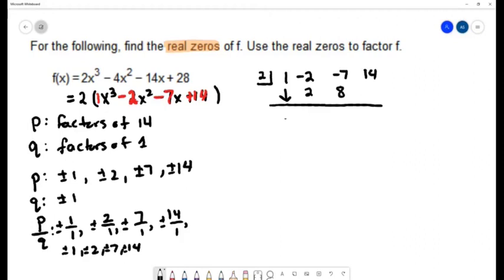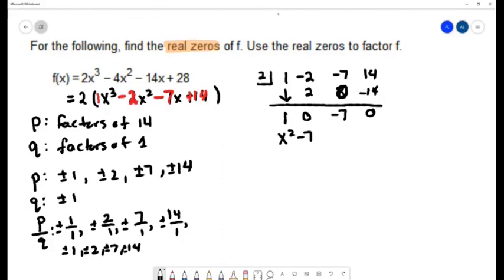So I brought the first term down to get 1, multiply to get +2, then I add to get 0. 2 times 0 is 0. -7 plus 0 is -7. 2 times -7 is -14. I get my remainder of 0. And I've reduced the polynomial down to being x squared minus 7.